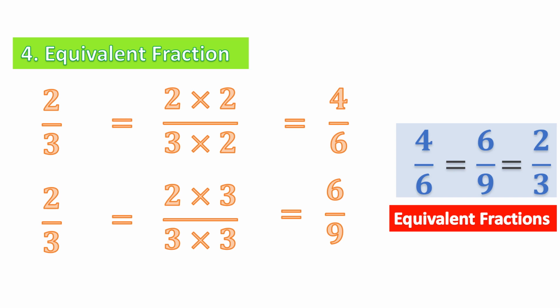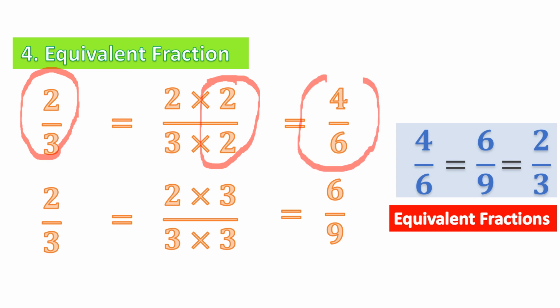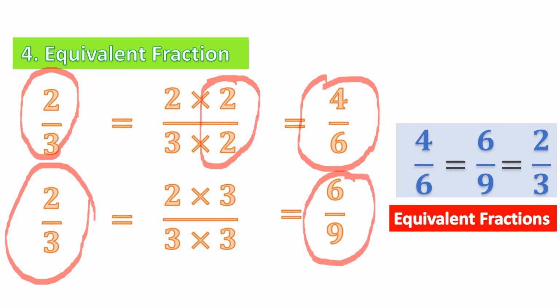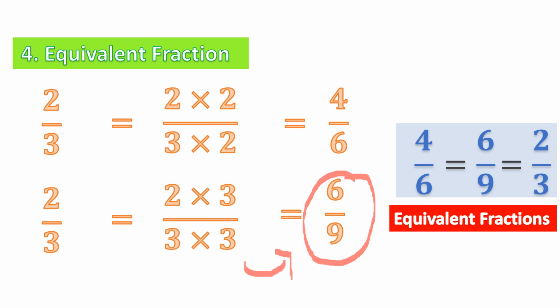Now note one thing. In order to get an equivalent fraction, what did I do? I took one fraction and I multiplied the same number above and below. Then I got an equivalent fraction. So when you are given a fraction, in order to get an equivalent fraction, you take the same number and multiply above and below. That is what you do. Okay? So let's clear it out by seeing one more example.